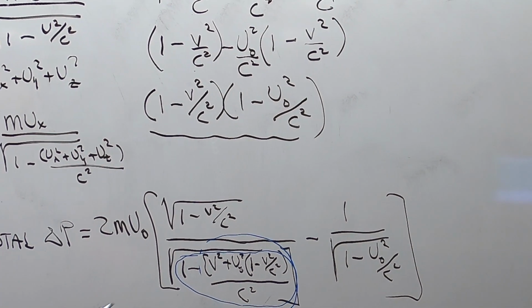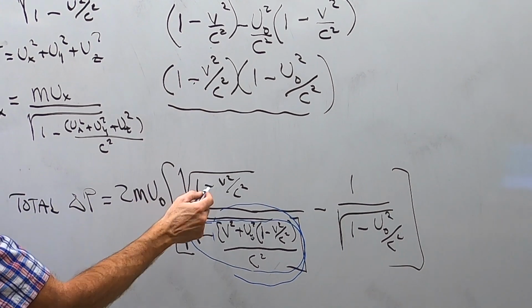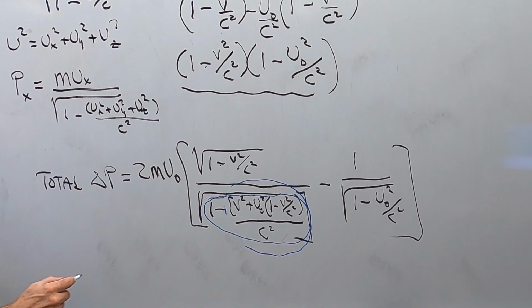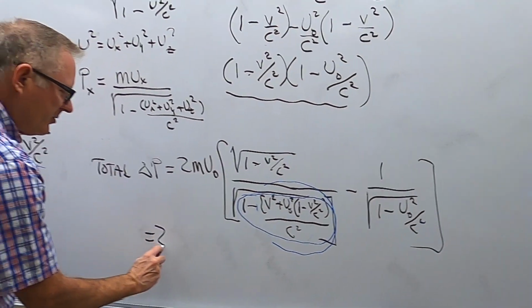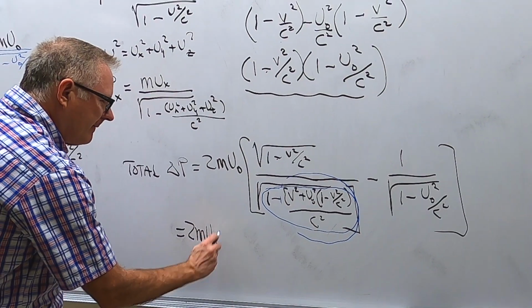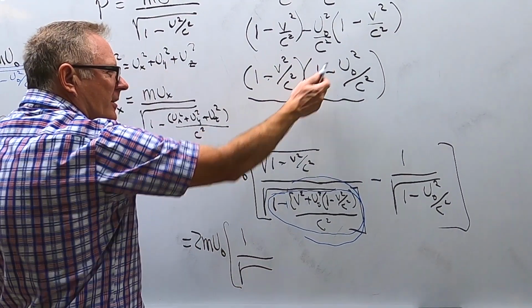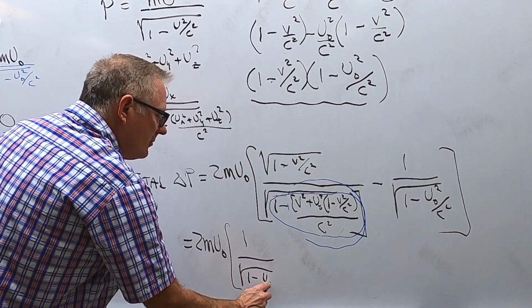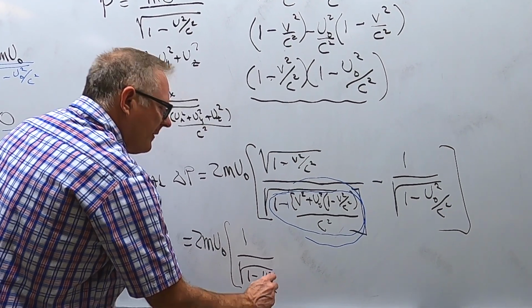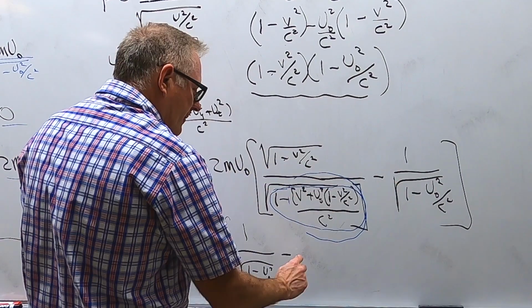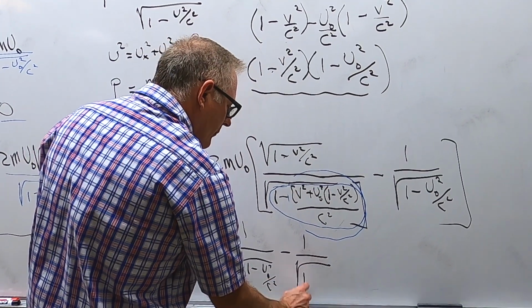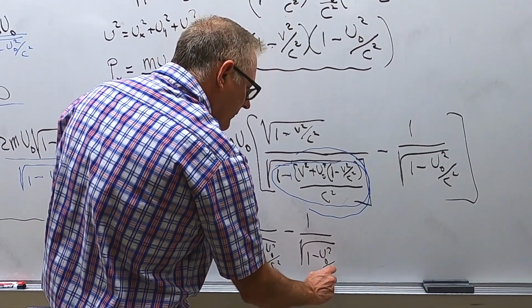Now you'll notice that the square root, this term and that term are going to cancel. And so I'm just going to be left with 2m u naught times 1 over, the only thing I've got left is this term, the square root of 1 minus u naught squared over c squared, minus that term, 1 all over the square root of 1 minus u naught squared over c squared.